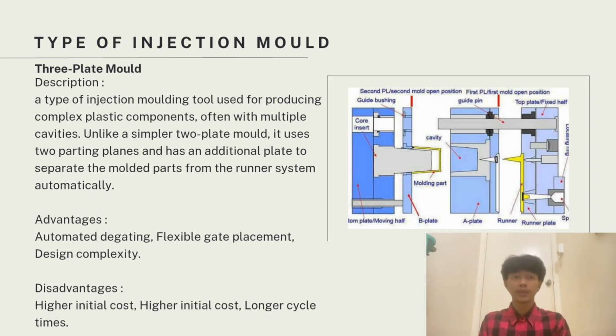Second is three-plate mold. A three-plate mold is a type of injection molding tool used for producing complex plastic components, often with multiple cavities. Unlike a simpler two-plate mold, it uses two parting planes and has an additional plate to separate the molded part from the runner system automatically.